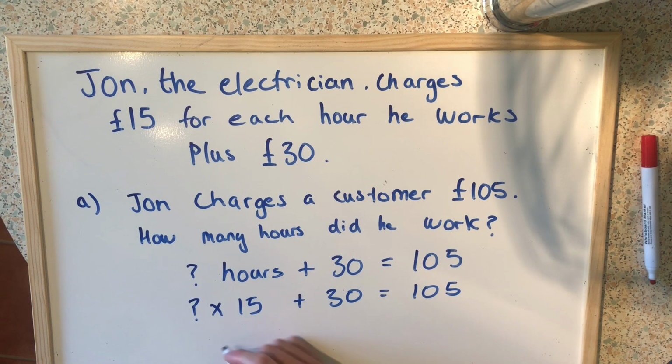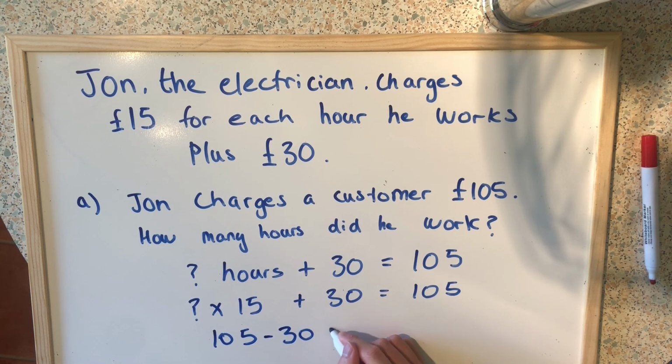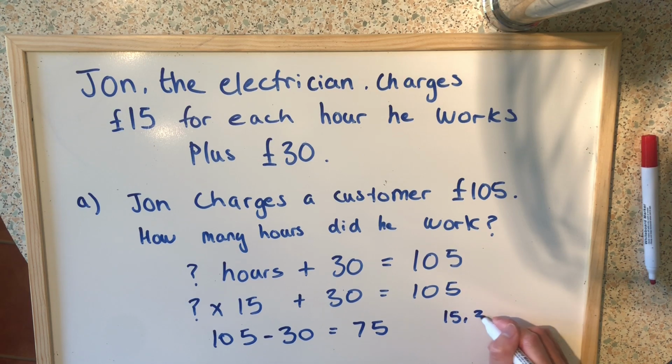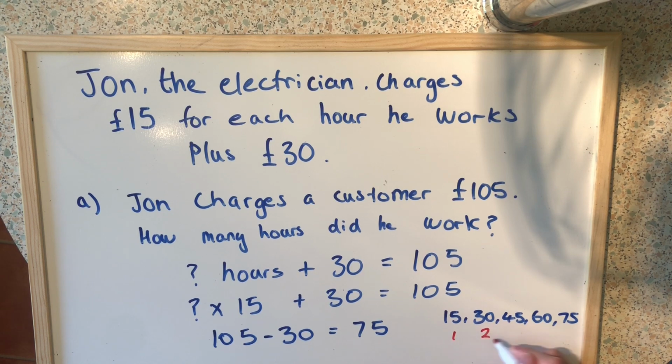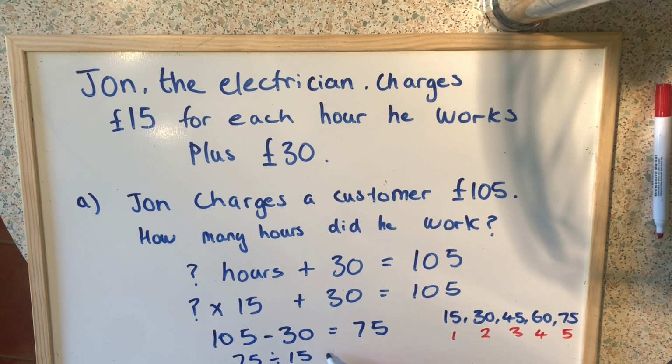Okay? So now we've got 105 minus this 30. That leaves us with 75. And now we can ask ourselves, how many 15s go into 75? Well, we've got 15, 30, 45, 60, 75. 1, 2, 3, 4, 5. So 5 15s go into 75. So 75 divided by 15 is equal to 5. So he works 5 hours.